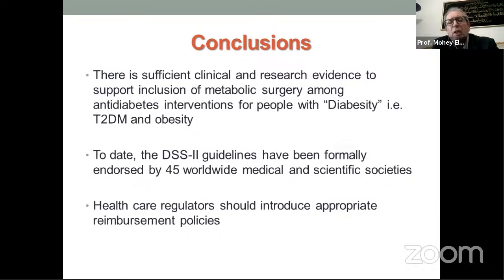So the conclusion is that there is sufficient clinical and research evidence to support the inclusion of metabolic surgery among anti-diabetes interventions for people with diabetes.